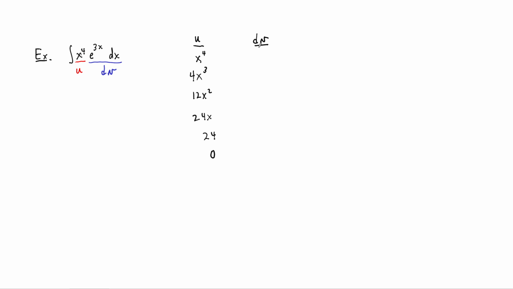In the dv column, I am now going to take just the function part of the differential, so e to the 3x, and I'm going to integrate it each time. Find the antiderivative. So over here, you're taking derivatives. Now for each derivative I took, I'm going to take an antiderivative. So this is going to be a 1/3 at each step, right? 1/3 e to the 3x. Next one, 1/9 e to the 3x. Next one, 1/27 e to the 3x. Next one, 1/81 e to the 3x. And then finally, 1/243 e to the 3x.